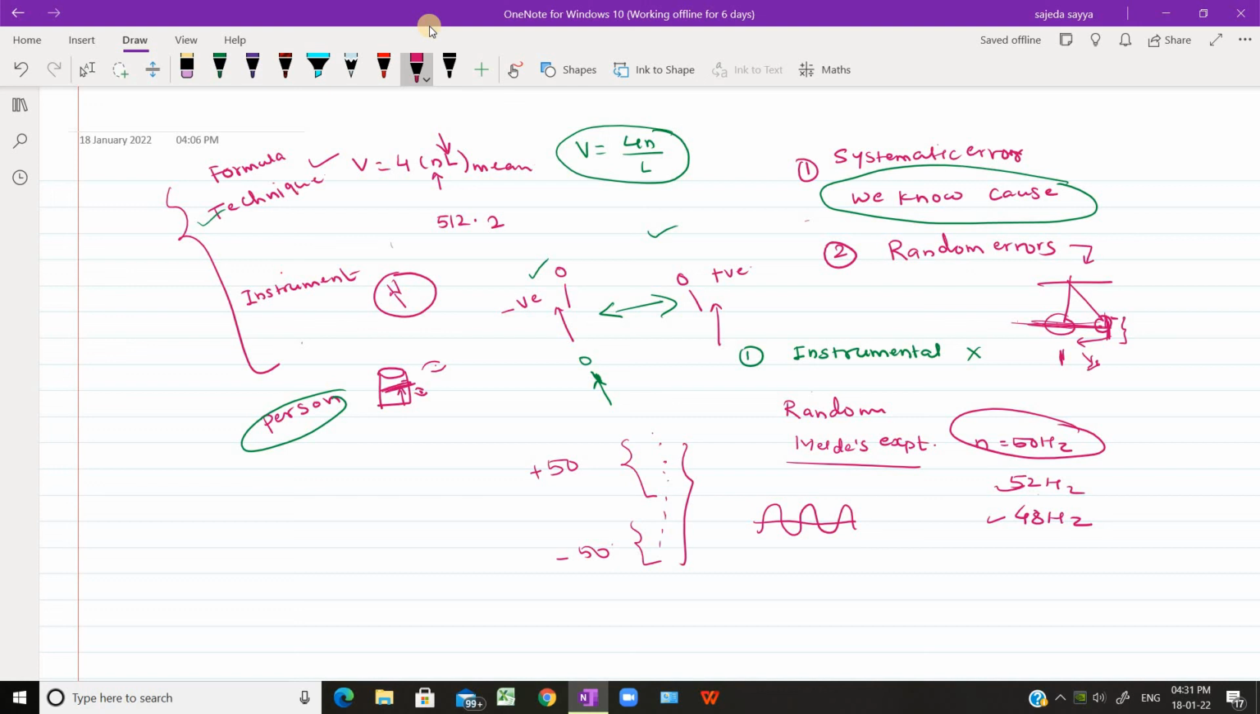Okay. And systematic errors, whether positive or negative, are known. But in the case of random error, we don't know whether it is positive or negative. We don't know the type of random error. It may be positive, it may be negative.